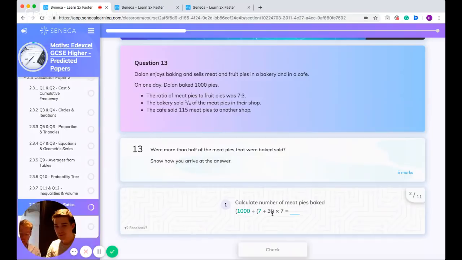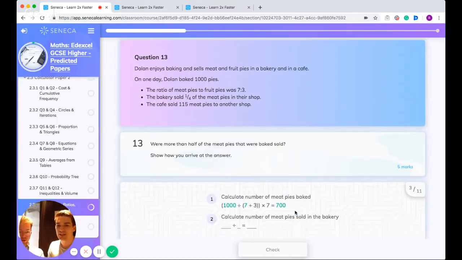Dude, I want to know. The tension is killing me. So the way we do that is we do 1,000 divided by those 10 parts. Okay. And then we times it by the 7 because we want 7 of those parts to work out how many meat pies we got. Right? Okay, that makes sense. That's going to give you 700.